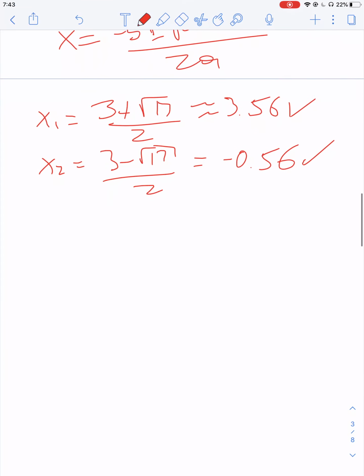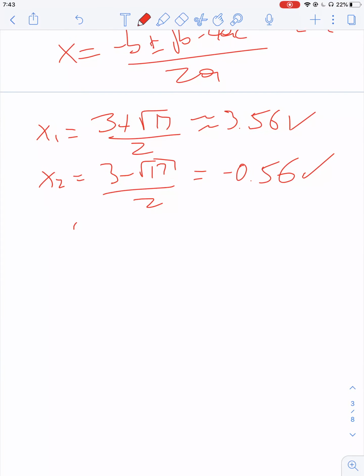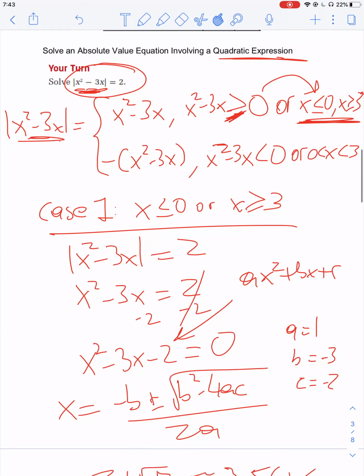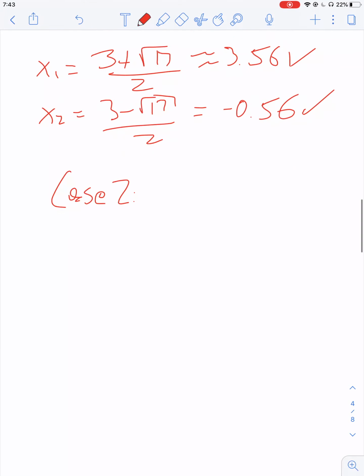Now, case 2. Case 2 is when x is between 0 and 3. Okay, so now in case 2, x has to be between 0 and 3. Cannot equal 0, cannot equal 3. Okay, has to be in between. So slightly greater than 0, but slightly less than 3.